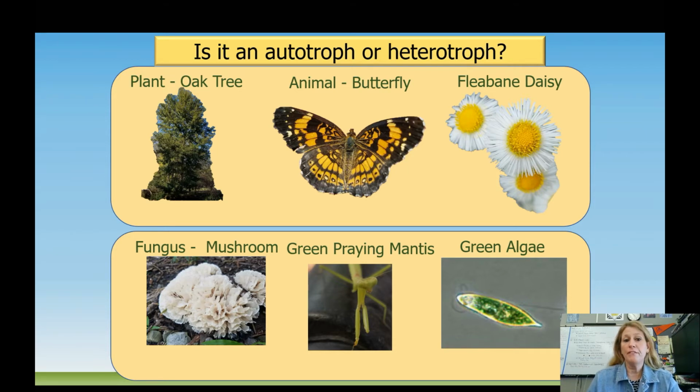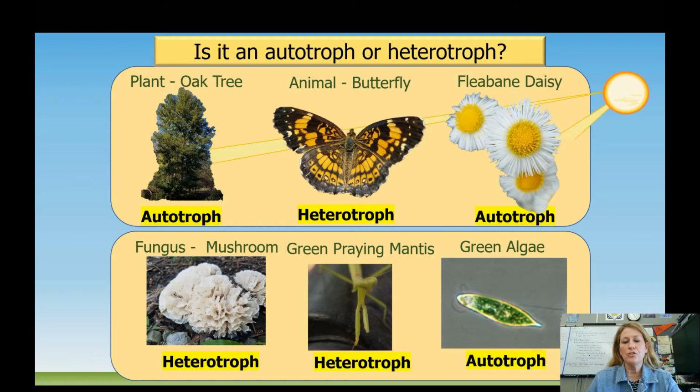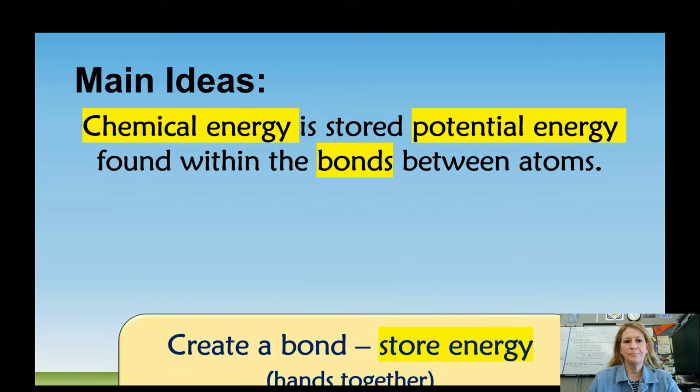So hopefully you got that filled in. So let's go ahead and display the answers. Oak tree, autotroph. Butterfly is a heterotroph. The daisy, autotroph. Fungi as a decomposer, so that's a heterotroph. The praying mantis is also a heterotroph, and green algae, that is an autotroph. So hopefully you got all of those correct.